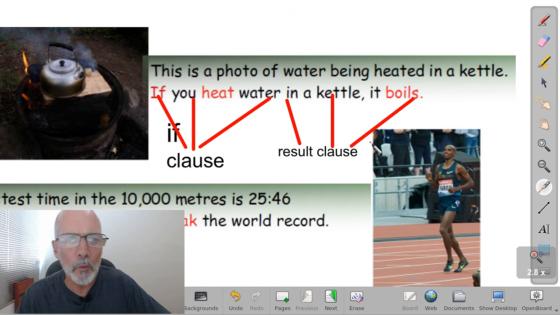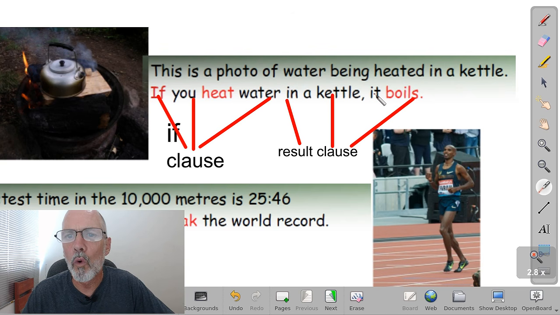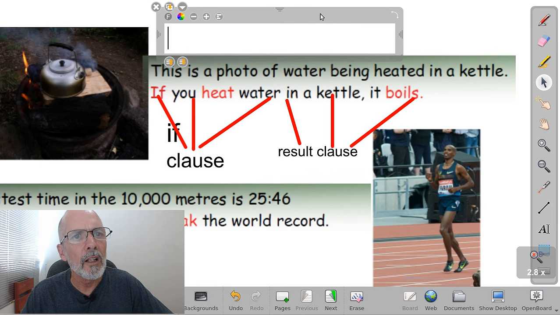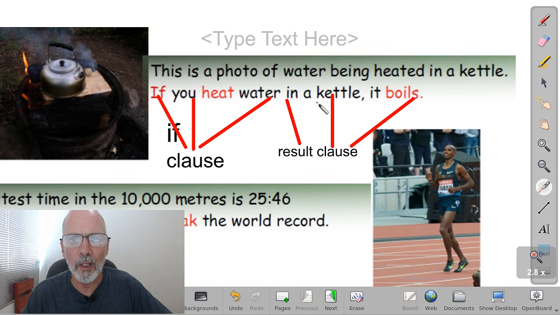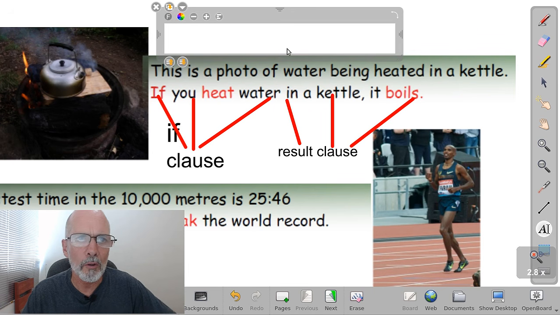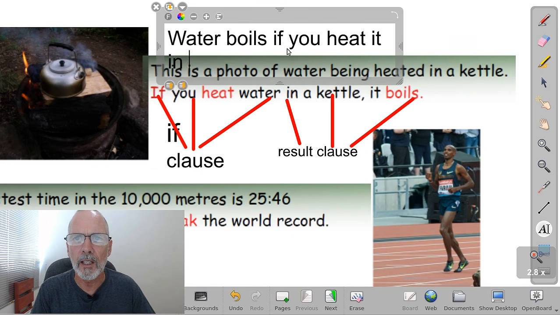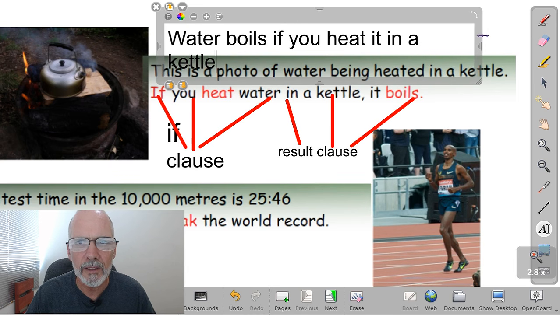It's also possible to say water boils if you heat it in a kettle. So it's not necessary to put the if clause first and the result clause second. We can also put them the other way around. We can change the order and we can say water boils if you heat it in a kettle. It's the same. It's synonymous.